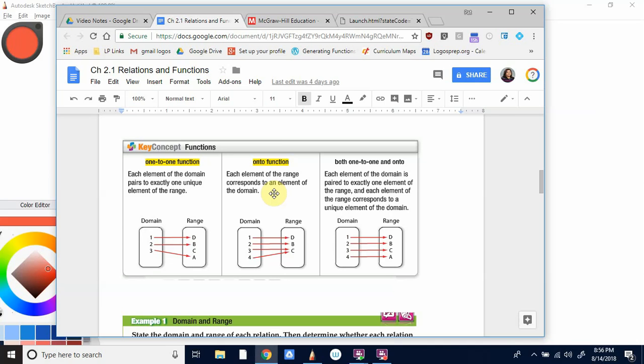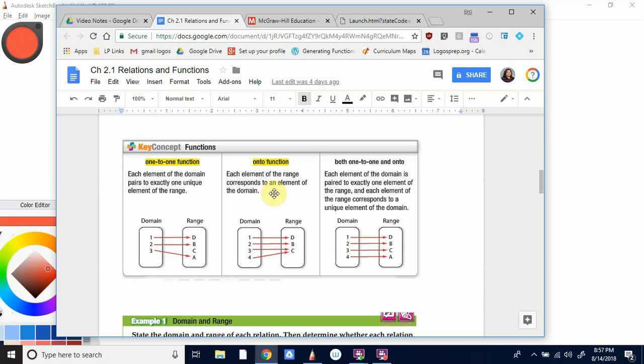Right? What is an onto function? An onto function is when each element of the range, so now we're going backwards, of the range corresponds to an element of the domain. They can share. So the elements in the domain 3 and 4 share the range C. All right? So what is both a one-to-one and an onto? It's both a one-to-one and an onto.